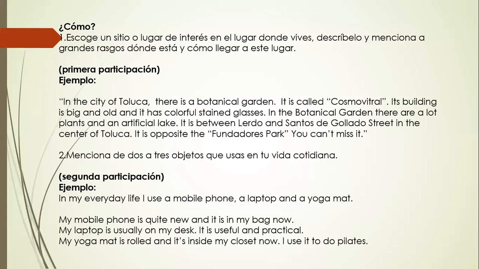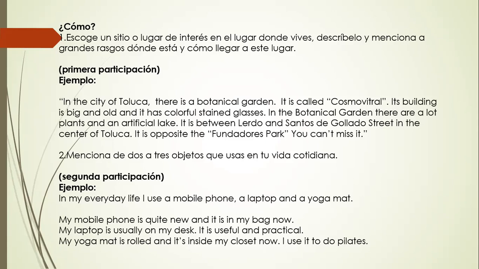So first, guys, you are going to tell me three things that you use in your everyday life. For example, in my case, my mobile phone, my laptop, and my yoga mat. And then you are going to use adjectives to describe those things that you use in your everyday life, like new, old, interesting, beautiful, economical, etc. And you can also tell me where it is. For that, I expect you to use prepositions of place.